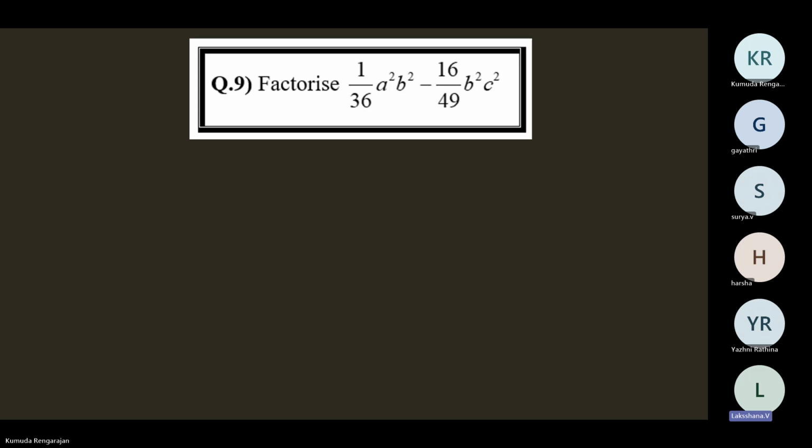Now we can write it of the form a square minus b square. Before that, children, always remember, if the terms in the expression have something in common, bring out the common factor. So what's common between the first term and the second term? b square. Bring it out. So we have 1 by 36 a square.